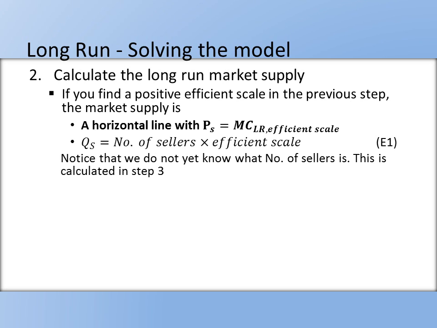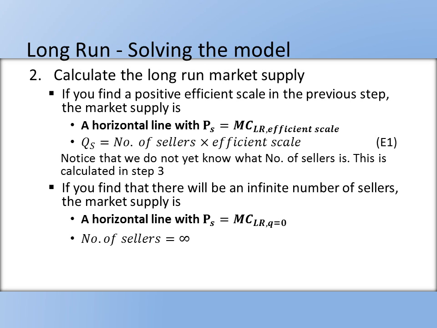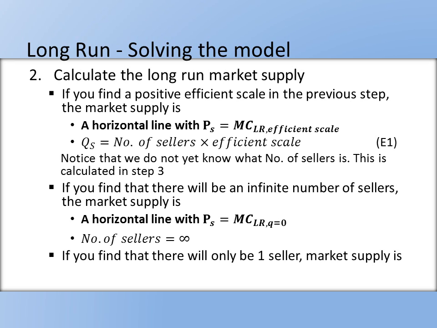which is why the supply curve is a horizontal line. If you find that there will be an infinite number of sellers, the market supply is also a horizontal line with price equal to marginal cost at a quantity of 0. Remember, each seller is selling a tiny quantity in this case, so the price they charge is the marginal cost at Q equals 0. The number of sellers will be infinite. If you find that there will only be one seller, market supply is the marginal cost of that seller.